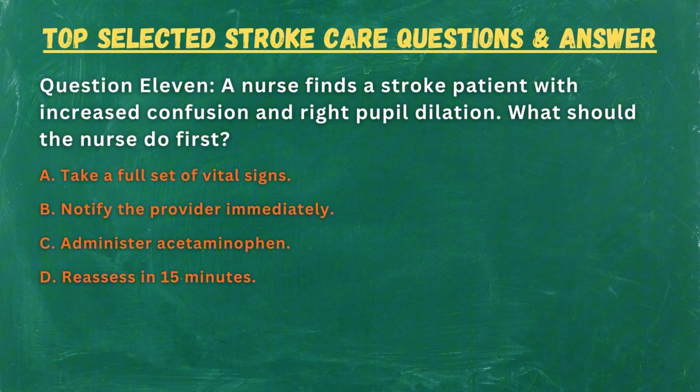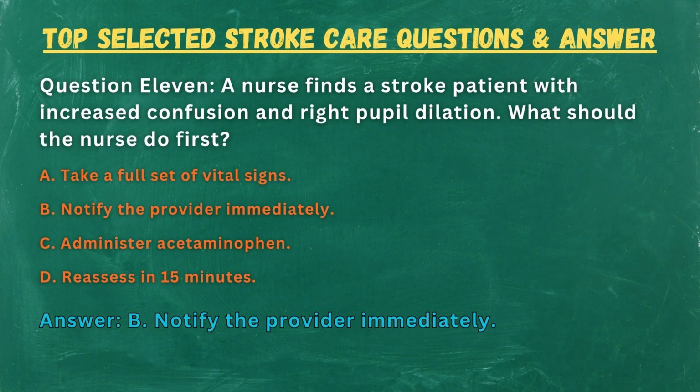Question 11. A nurse finds a stroke patient with increased confusion and right pupil dilation. What should the nurse do first? A. Take a full set of vital signs. B. Notify the provider immediately. C. Administer acetaminophen. D. Reassess in 15 minutes. Answer: B. Notify the provider immediately.